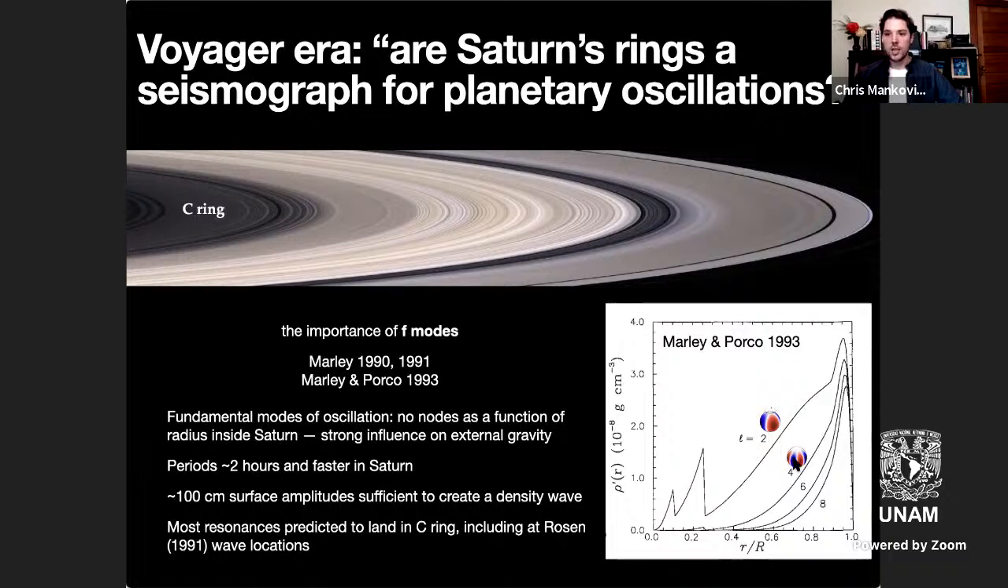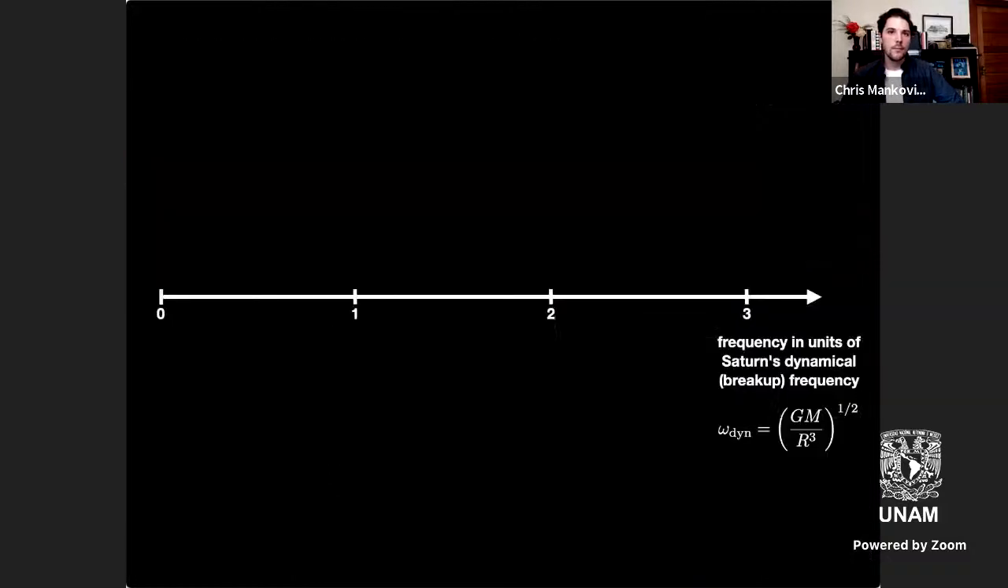These oscillations are understood in terms of spherical harmonics, which is why I put a couple of pictures on here to show you the types of modes that we're talking about, but I'll talk about that in more detail in just a minute. These F modes in Saturn have periods of 2 hours or faster. Marley and Porco showed that around 1 meter surface displacement on Saturn is sufficient to give you an observable density wave. And most of these resonances with Saturn F modes were predicted to land here in the C ring, including specific locations where those Rosen et al. waves that I was showing on the previous slide showed kind of mystery waves in Voyager data.